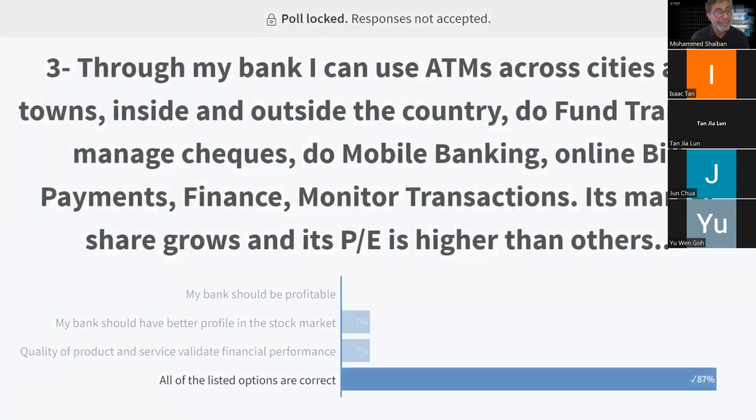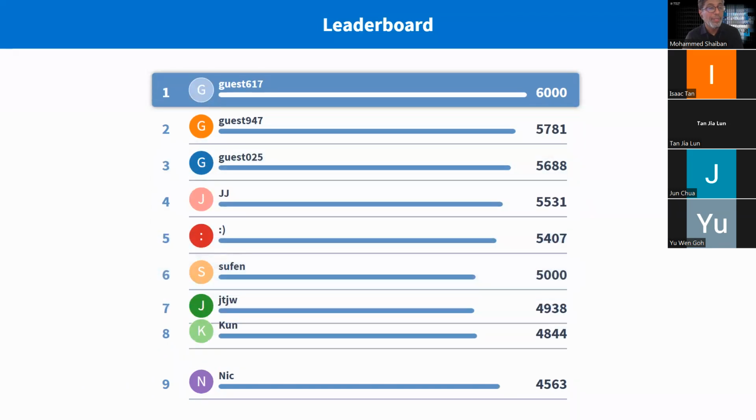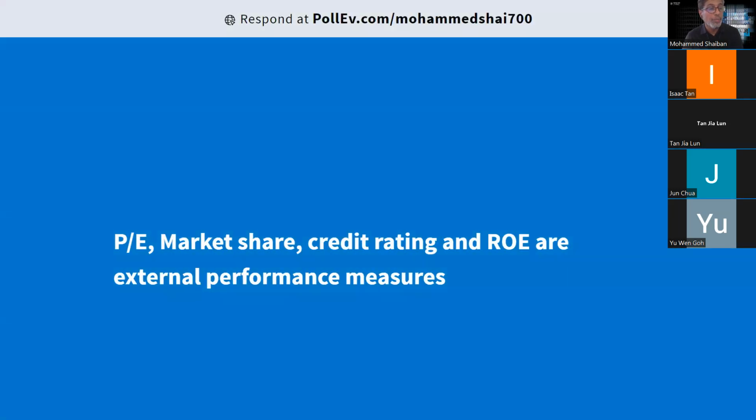Yes, I like it. Now, people who chose my bank should have better profile, yes, I agree with you. Quality products, I agree with you. My bank is more profitable, I agree with you. But actually, it's all of this. Remember, please, the golden rule: you have to read all of them and see whether all of them make sense to you. Okay, let's go to this one.